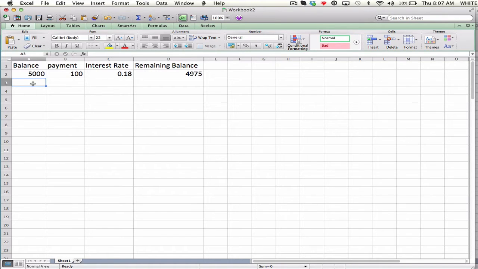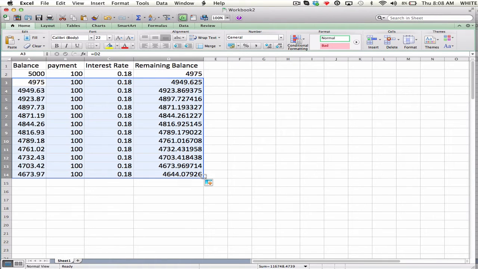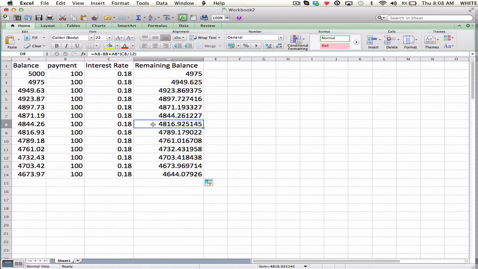So in A3, I want you to type in balance, or in this case D2. The payment, we want this number again, 100. The interest rate, we want this number again. And then we should be able to just drag this down and it'll give us the next one. Now what we want to do is take this whole row, all four values, and start dragging down. And you can see the value starts to go down. And this number here is carried over.